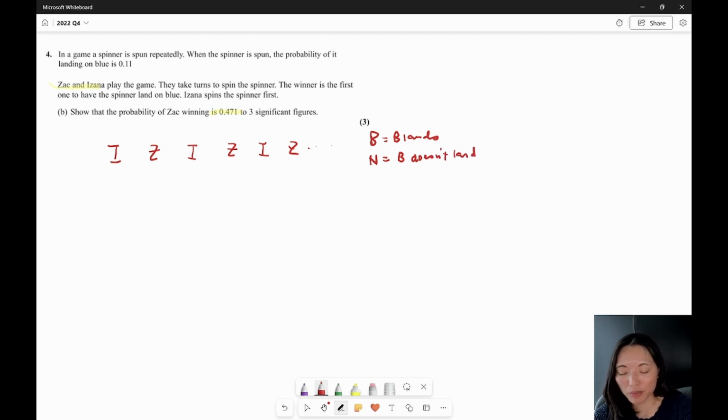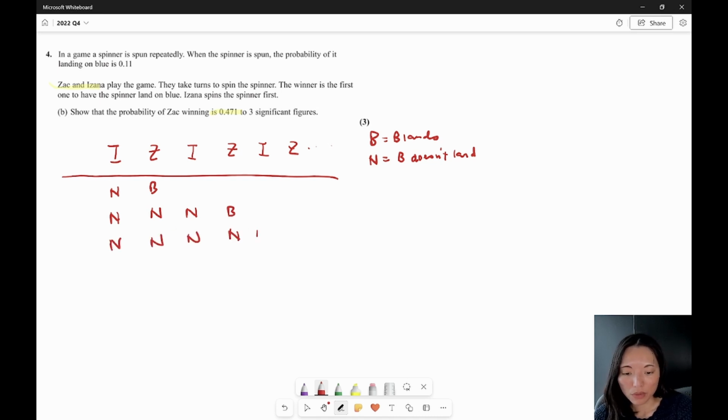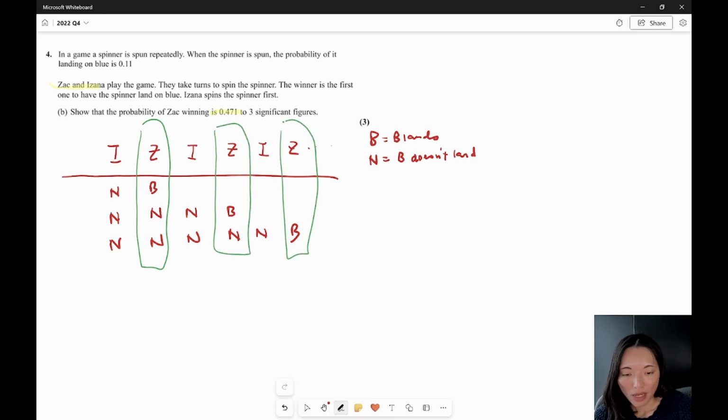Define my random variables. So Zach could win if, in terms of the event, I could have non-blue, blue, or I could have not blue, not blue, not blue, blue, or I could have not blue, not blue, not blue, not blue, not blue, blue, because I want Zach to win, and Zach is here. Zach is there. And if I carry on, I'll see a pattern there.